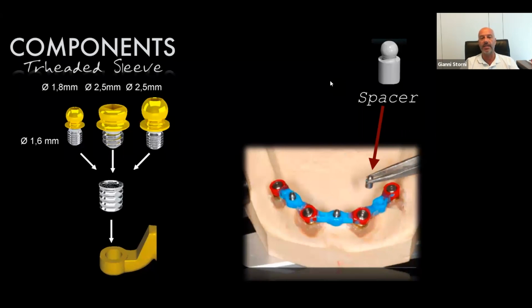So in this case, you see, they can wax up the bar, we have a spacer, the spacer leaves a hole where you have to bond the threaded sleeve. You can see here a threaded sleeve to be bonded in a distal extension or in a bar, and then screw a prefabricated attachment inside. So this is also another way to save cost and to be precise at the end.